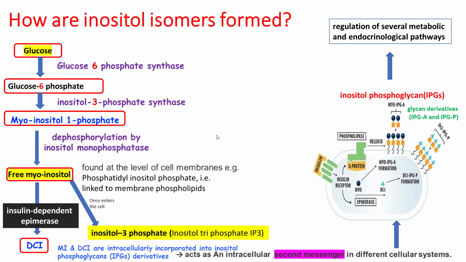So the activity actually comes from the derivative of myo and dichiro, by releasing this second messenger into different cells. And the glycan derivatives, either inositol phosphoglycan A or P, will regulate several metabolic and endocrinologic pathways of the body. So the dichiro is a product of myo under the effect of insulin-dependent epimerase, don't forget.